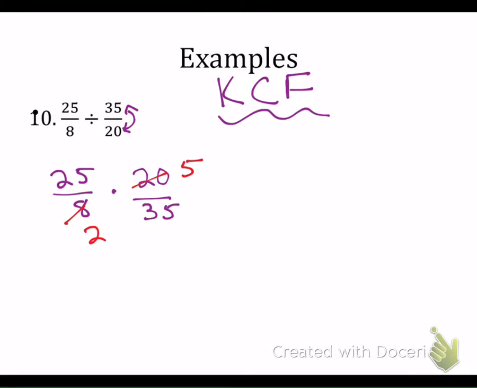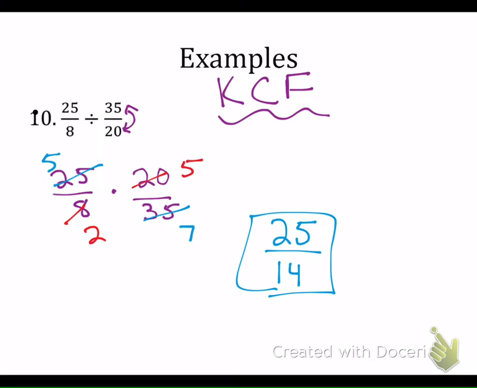Now, when you simplify this way, they're both divisible by 5. So that's going to give me 5 and 7. And then I multiply across the top. 5 times 5 is 25. Across your denominators, and you get a 14. We do not need to make that a mixed number. Improper fractions are completely fine.